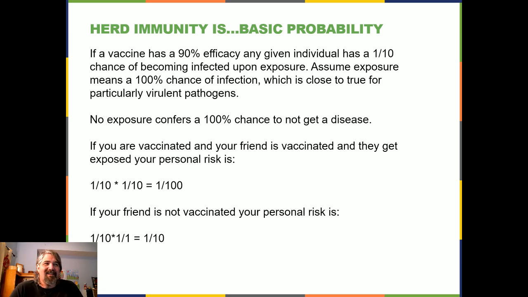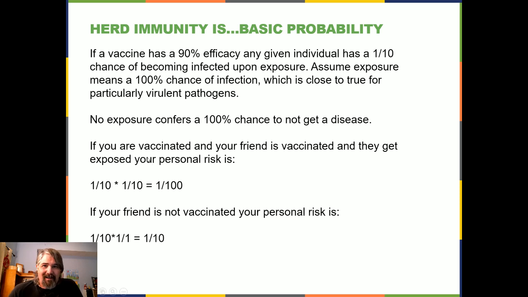If a vaccine has 90% efficacy, 90% of the people that get the vaccine should have developed the appropriate antibodies against the pathogen. So that means any given individual has a 1 in 10 chance of becoming infected upon exposure, let's say. Now, exposure means a 100% chance of infection in this example, which is kind of true for measles. It's north of 95%. So no exposure, 100% chance not to get the disease. If you're not exposed to the pathogen, you can't get the disease.